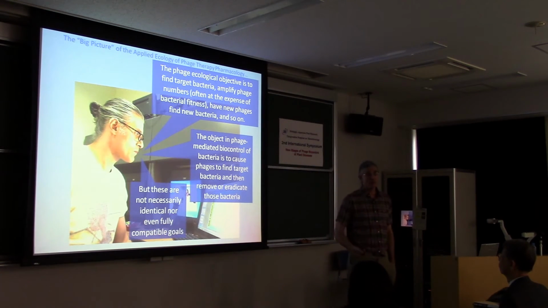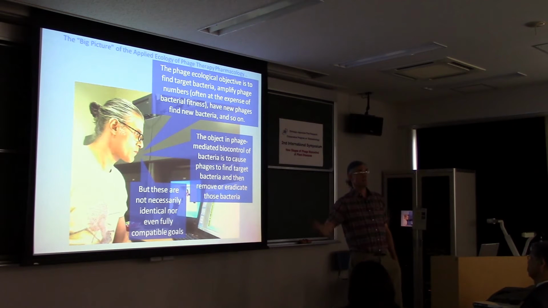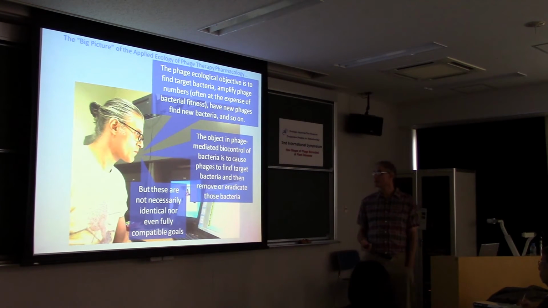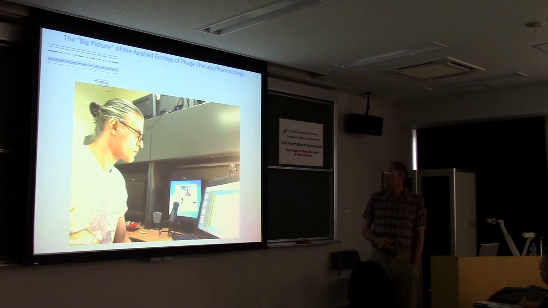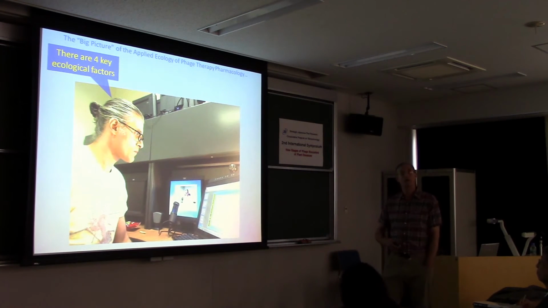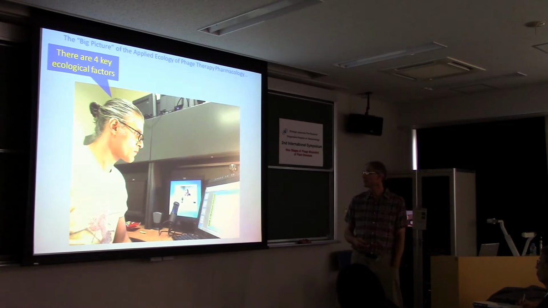So we can't be thinking solely in terms of phage ecology. Oh, phages can go into environments, phages can wipe out bacteria, therefore we can apply any phage to any environment and wipe out bacteria. So in thinking of these ideas, I decided that there are 4 key ecological factors that we should be thinking about when we think about either phage ecology or applied ecology.